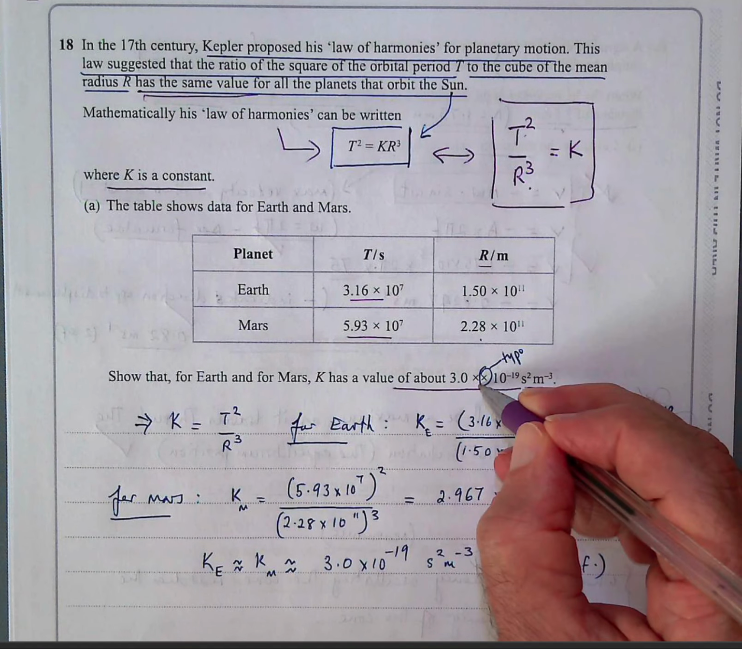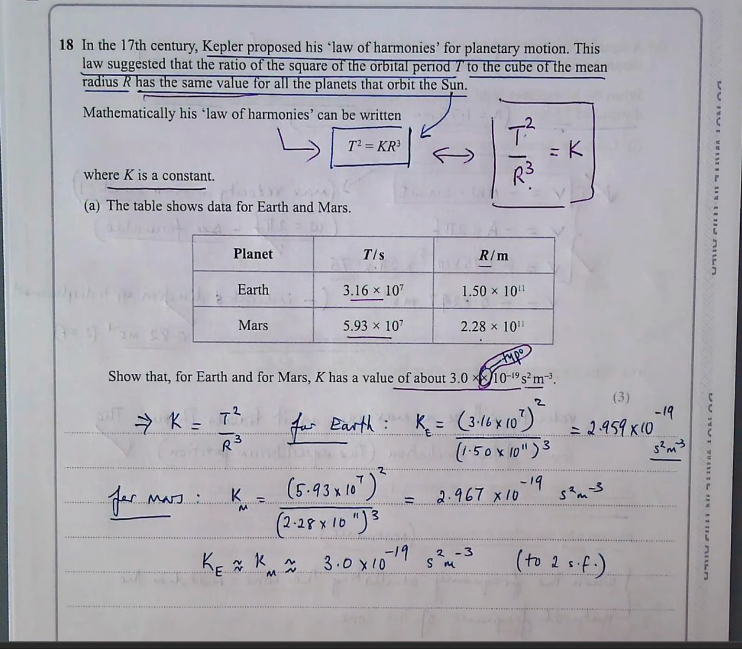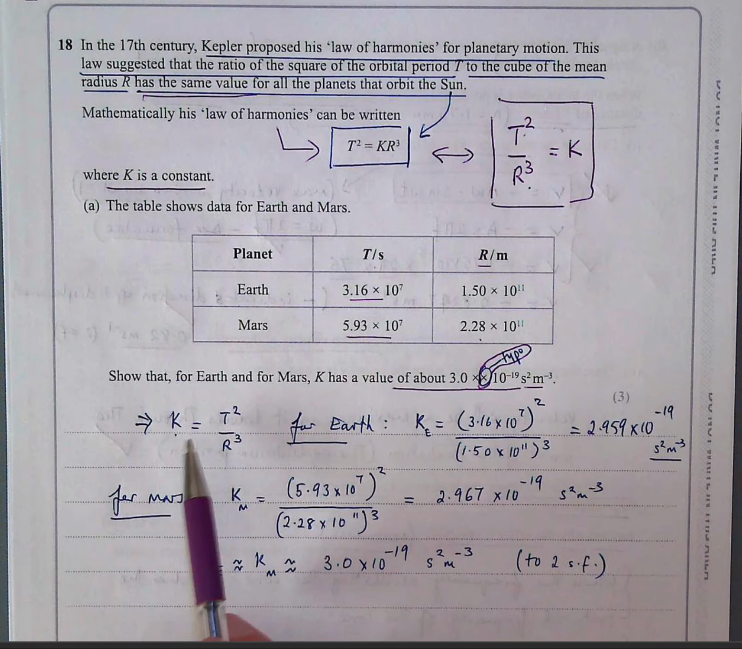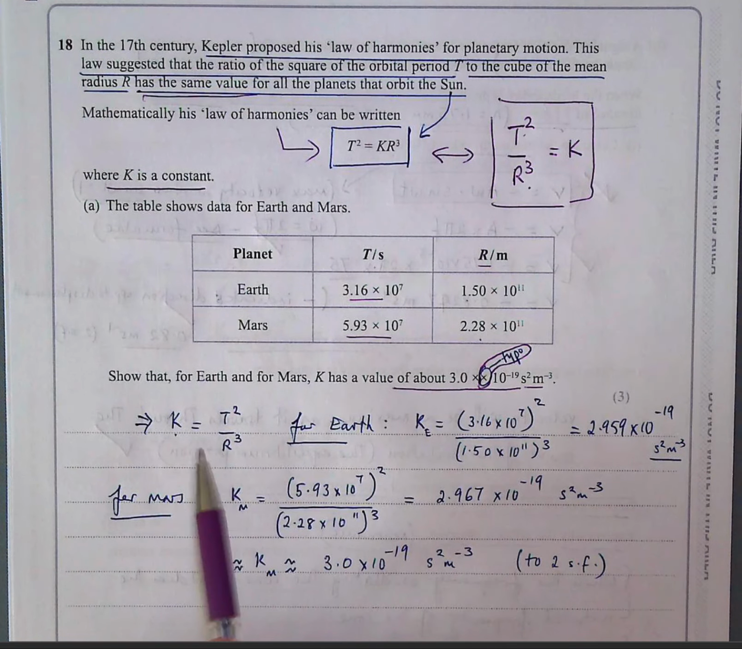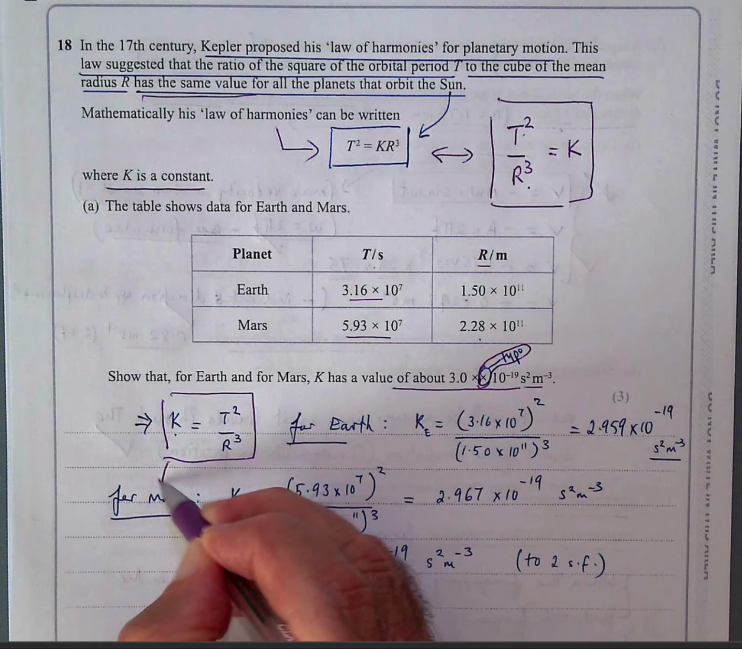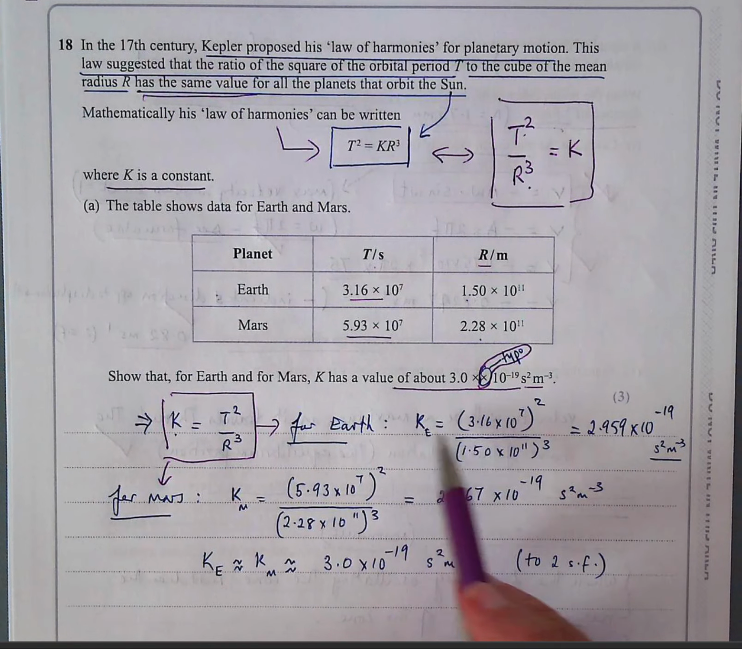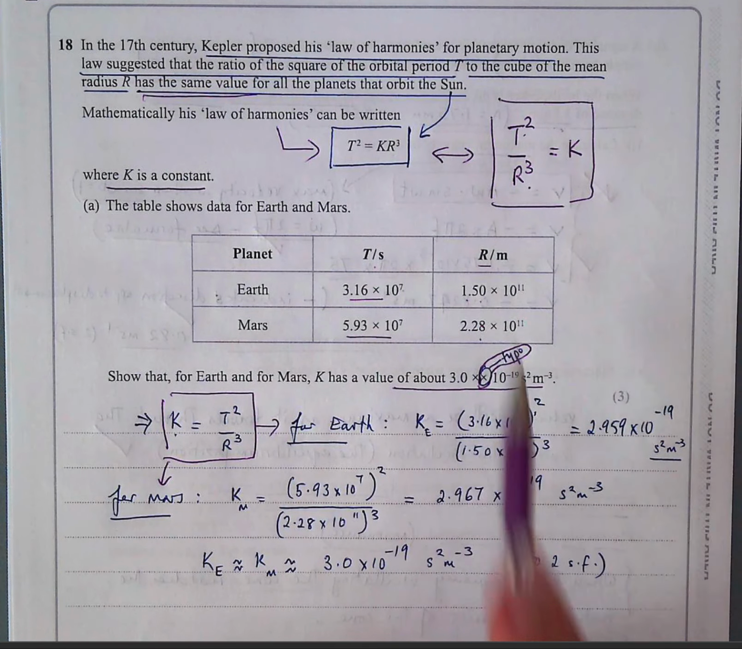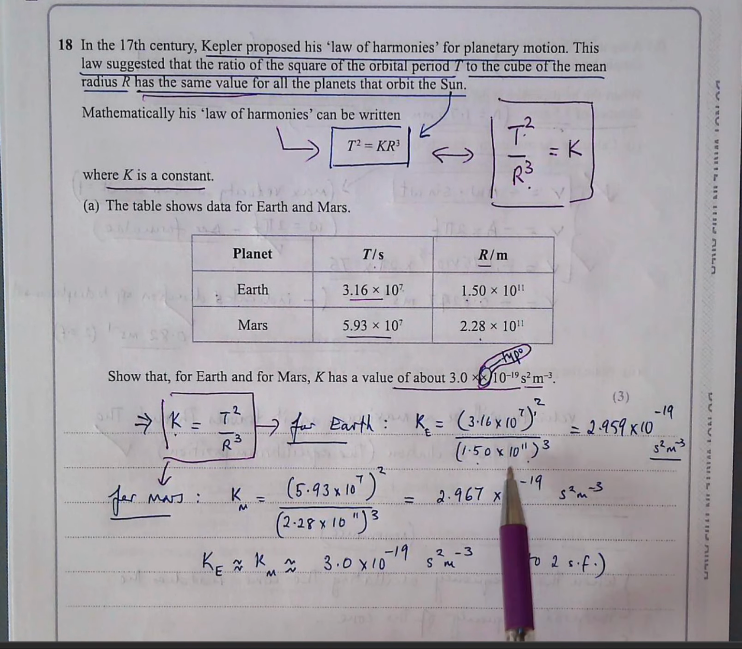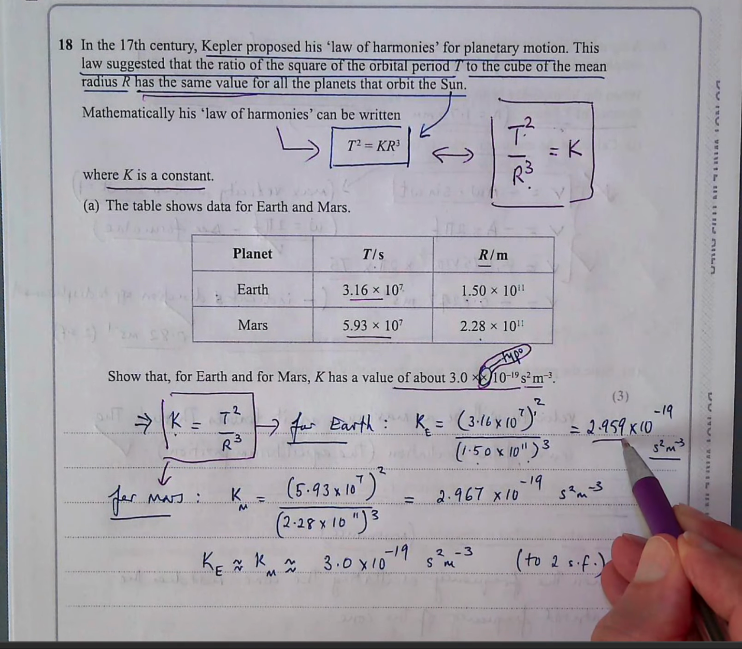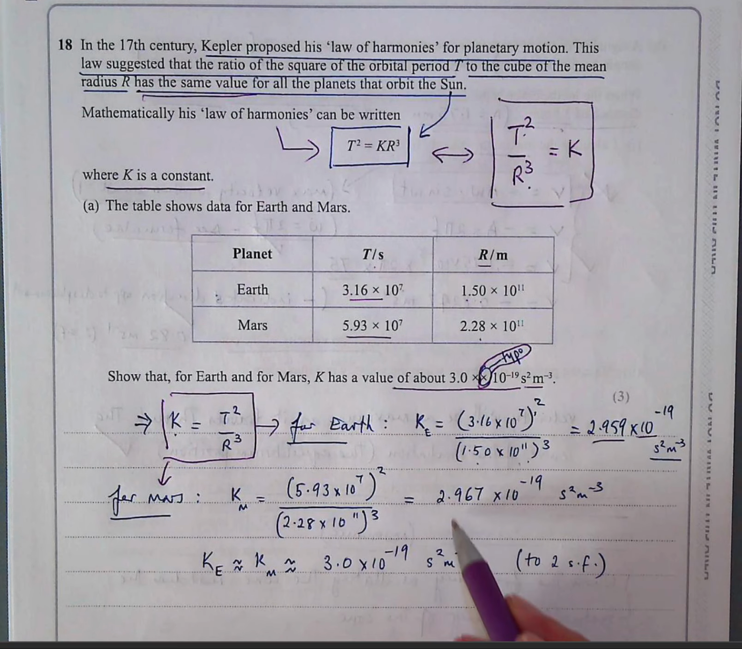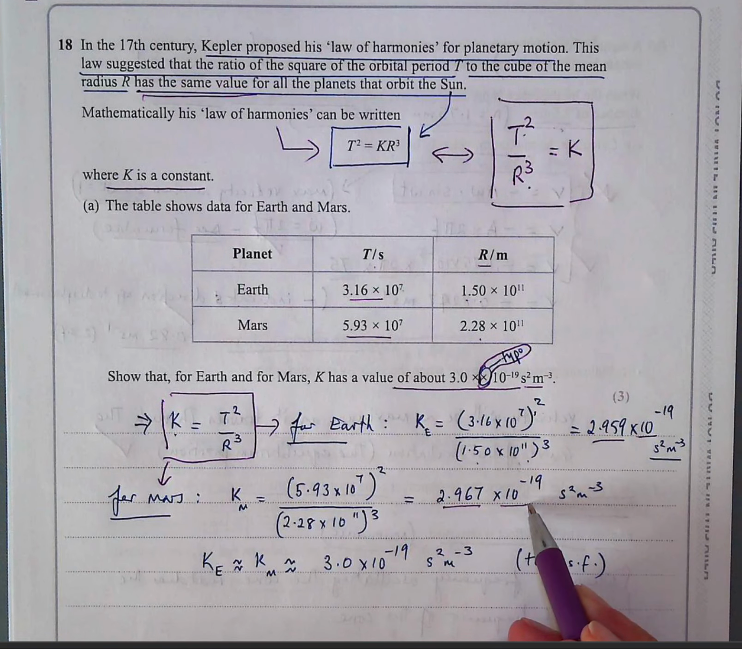I don't know if they put a note for this in the exam, I noticed it the second time round. Because I'm writing the k here, I'm going to divide T squared by R cubed for both Mars and Earth. For Earth, you take the value for T, square it, take the radius for the Earth, cube it, divide the square by the cube, and you'll come up with 2.959 times 10 to the minus 19 units, seconds squared meters to the minus 3. You do exactly the same for Mars, and you come up with 2.967 times 10 to the minus 19.